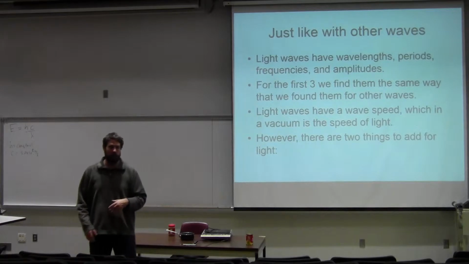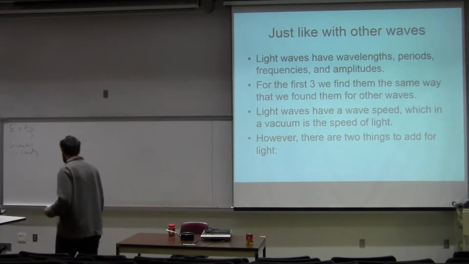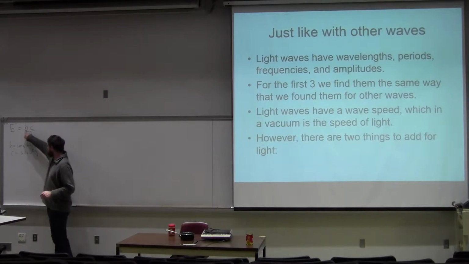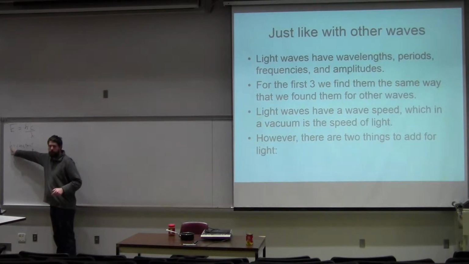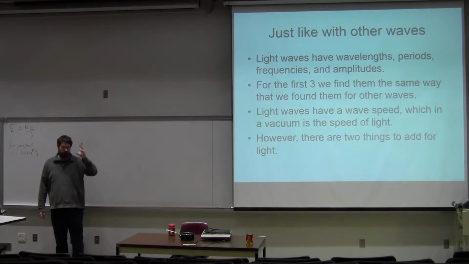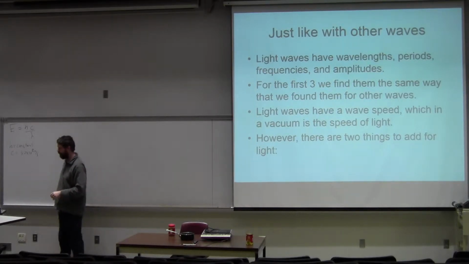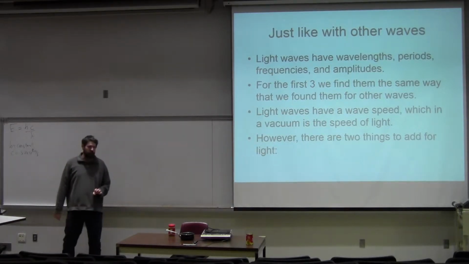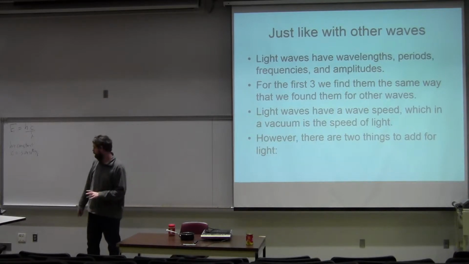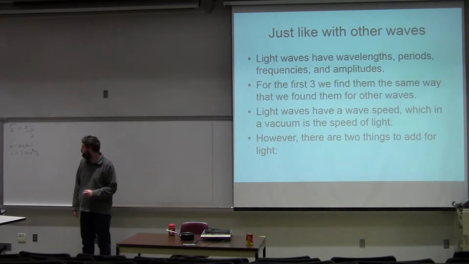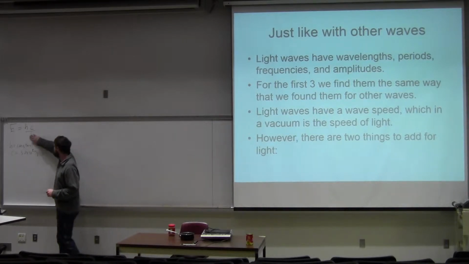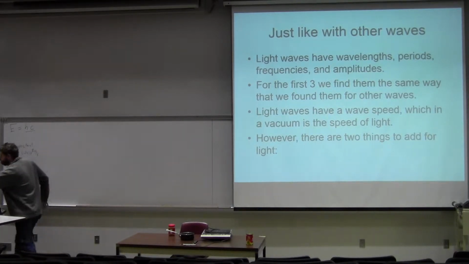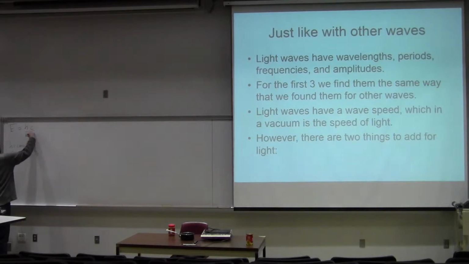For light, the amplitude is measured by its energy. And the energy of a light wave is equal to a constant h. This is Planck's constant, like 6 times 10 to the minus 34th. You can look it up. It'll be on the equation sheet for the test. You won't have to memorize it. Times c, where c is the speed of light. That's our symbol for the speed of light, which is 3 times 10 to the 8 meters per second, divided by wavelength.